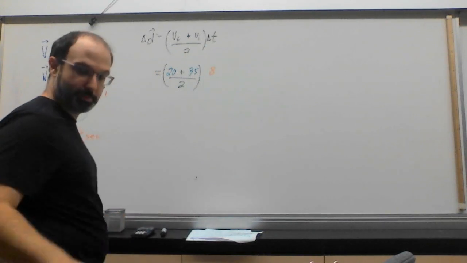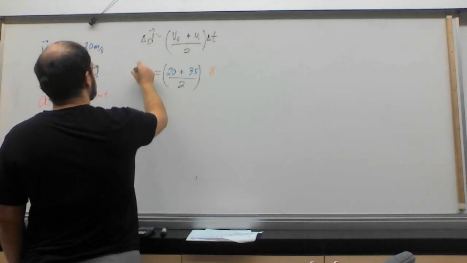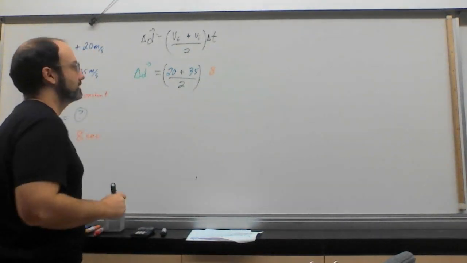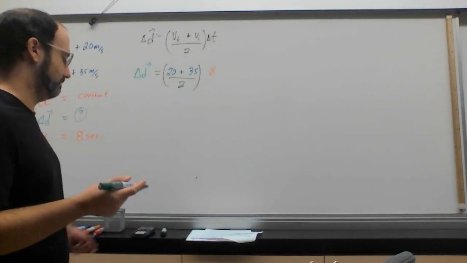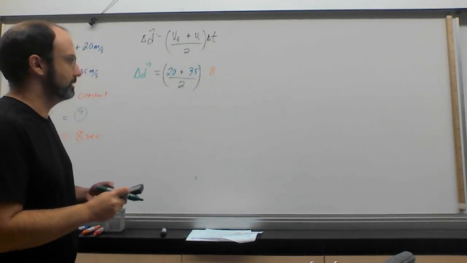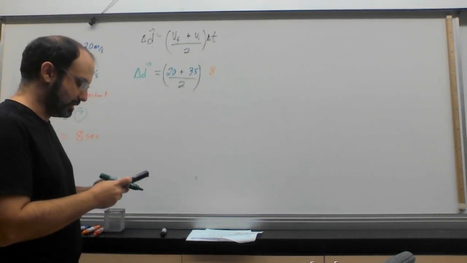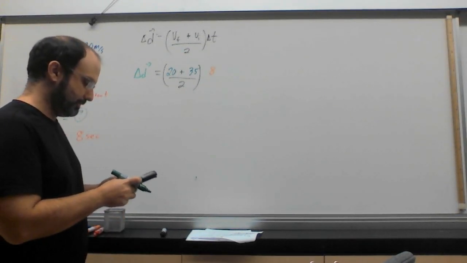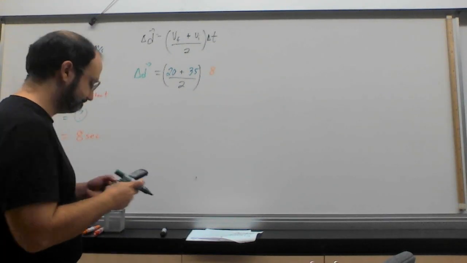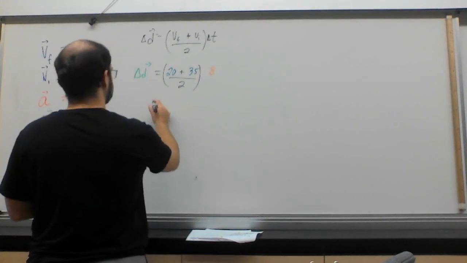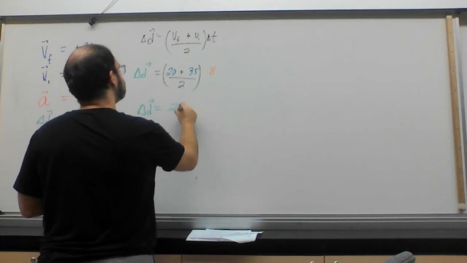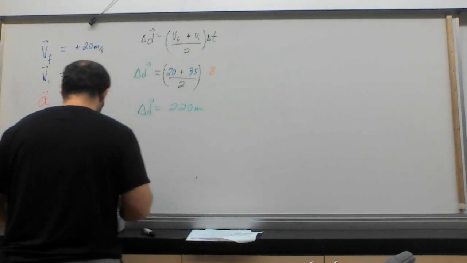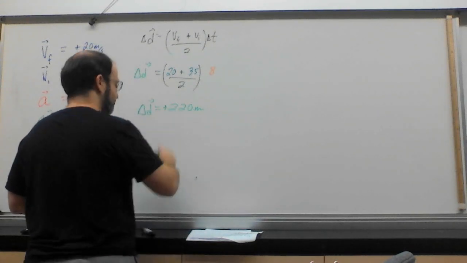Now let's get a green in there. Where did I put my green? Here it is. Delta D, there it is. So 20 plus 35 divided by 2 times 8. It's not necessarily an easy one to do in your head. So 35 plus 20 divided by 2 times 8, 280 and 20 meters. And it'll be positive because it'll be forward.